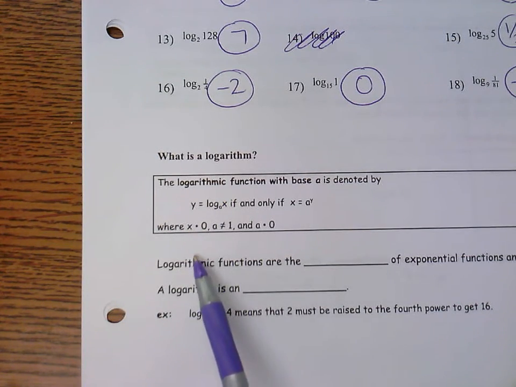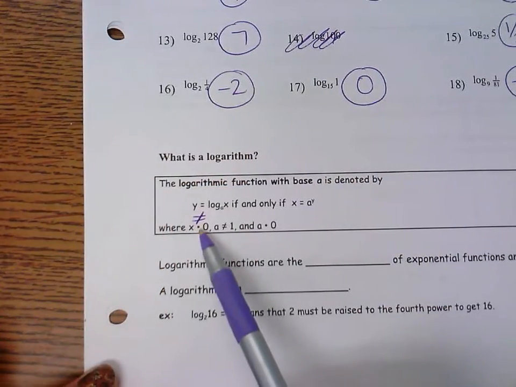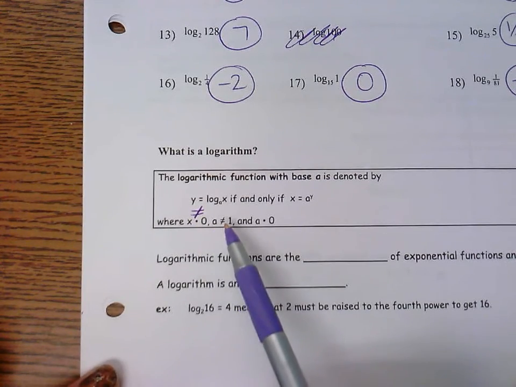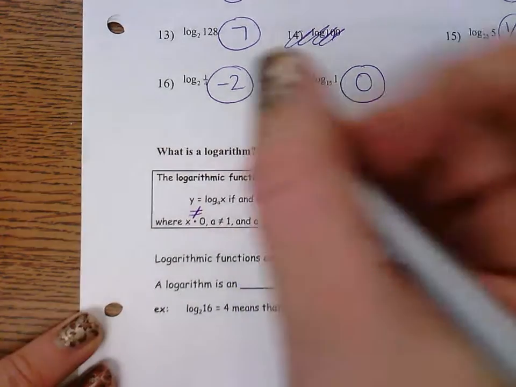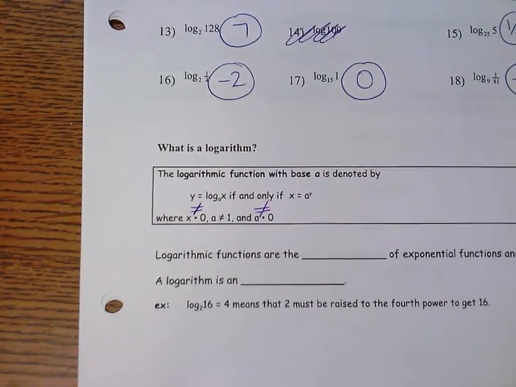And then this should say x cannot be 0. So can you change that little multiply sign in the definition? X can't be 0, a can't be 0, or sorry, a can't be 1, and a can't be 0. I don't know why that changed the symbol. Something about Microsoft Word, I think.